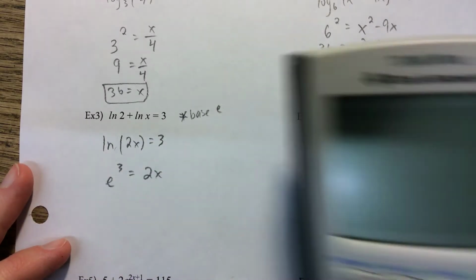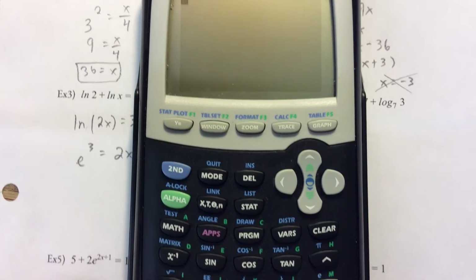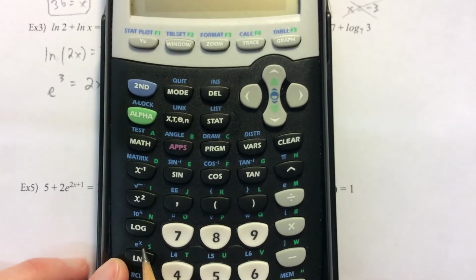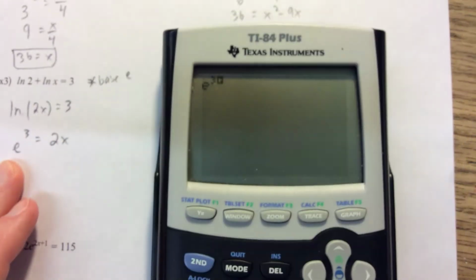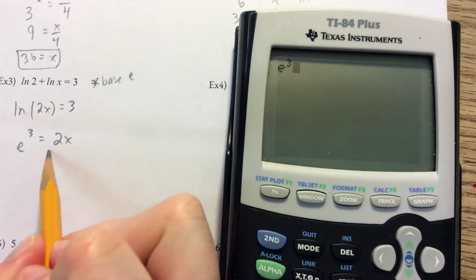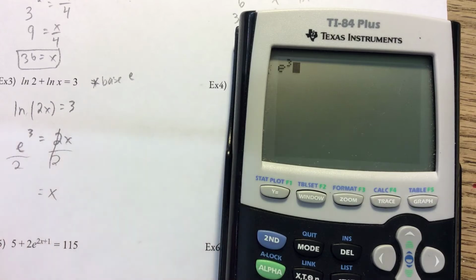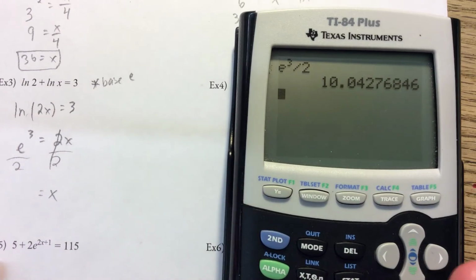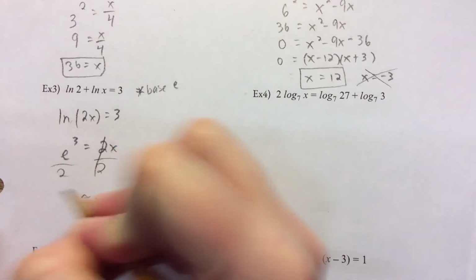And then this stuff can get typed into the calculator. So the e is going to be right here. I'm going to hit second to get that. And to the third power. And then if I was going to get x by itself, I'd be dividing both sides by 2. So to get a more exact answer, I'm going to type that all in at once. So divide by 2. And I get about 10.04. So I'm going to make this an approximate symbol.